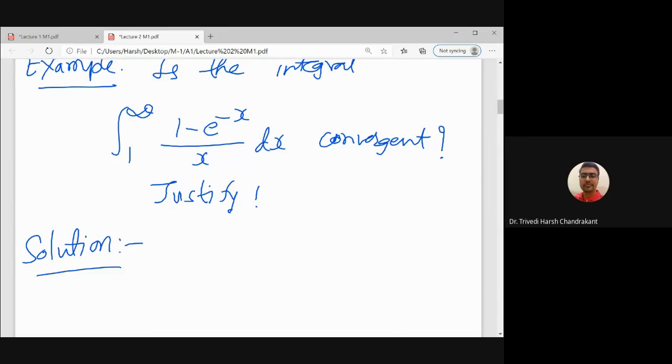So the methods we studied so far: either we can directly use the definition of improper integral, that is the limit as x tends to infinity of the integral from 1 to x of f(x) dx; if the limit exists then it is convergent, otherwise no. The second test we use is the comparison test, and the third we studied so far is the limit comparison test. So these are the three methods we studied. So let us try whether we can apply the comparison test directly.